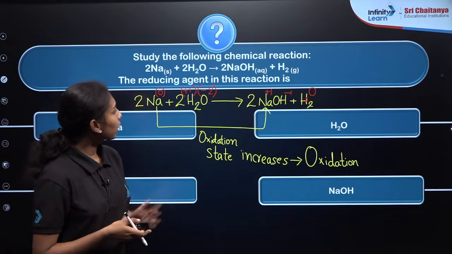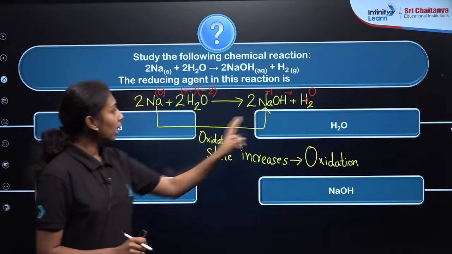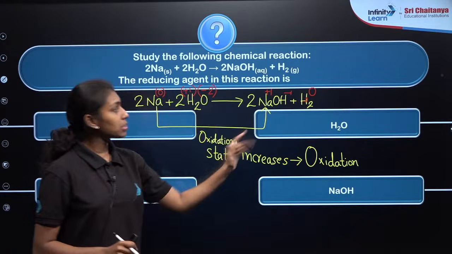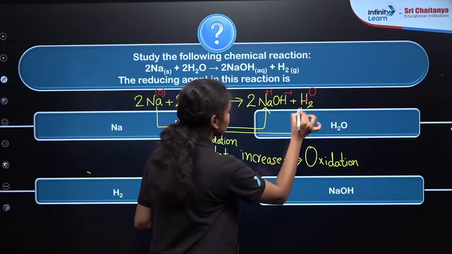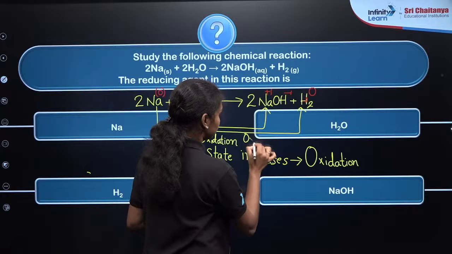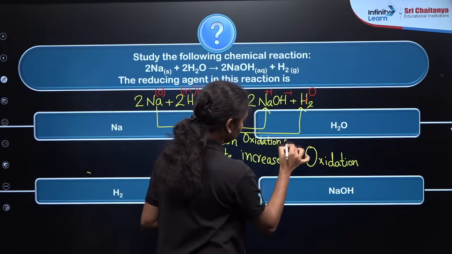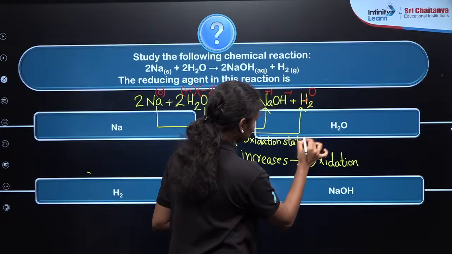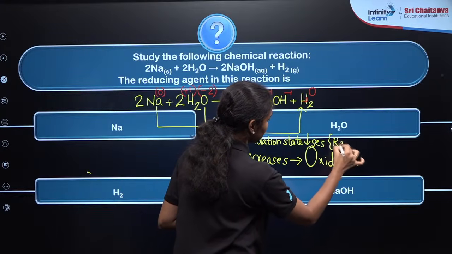Now what about the case here? In the water molecule, hydrogen has +1 oxidation state, and on the product side it is 0. +1 to 0 means reduction is happening, right? Which means the oxidation state decreases. So it is reduction.